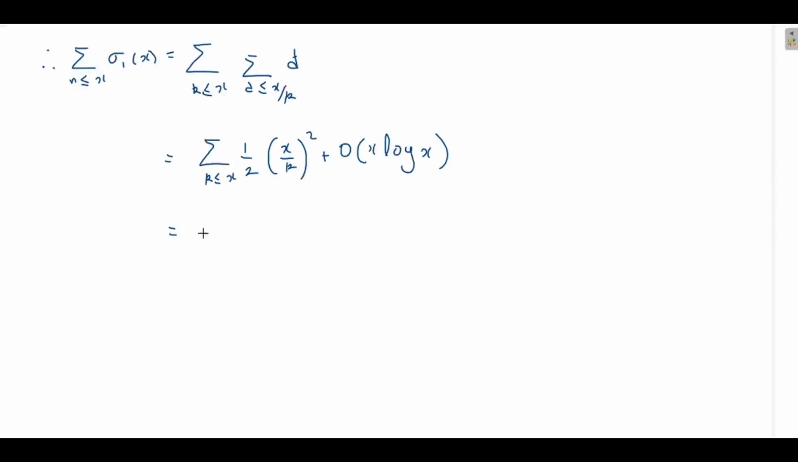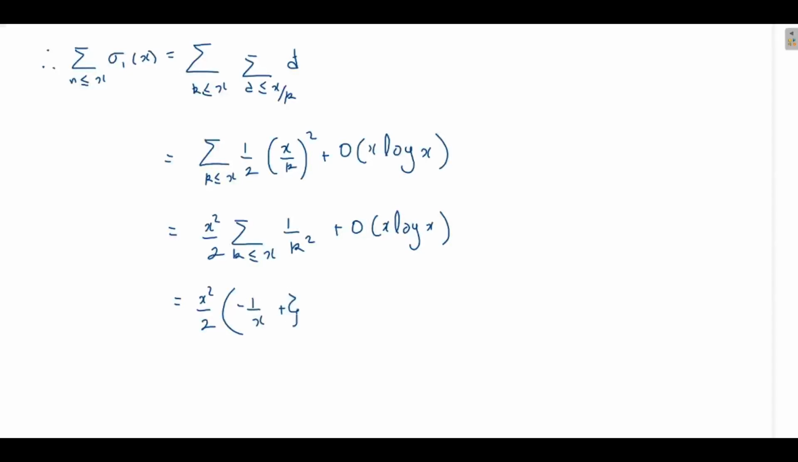This would be x square by 2 times summation k less than or equal to x, 1 by k square, plus big O of x log x, which is x square by 2 times minus 1 by x plus zeta of 2. This is from a result which we have proved in the previous class, plus big O of x raised to minus 2, plus big O of x log x.